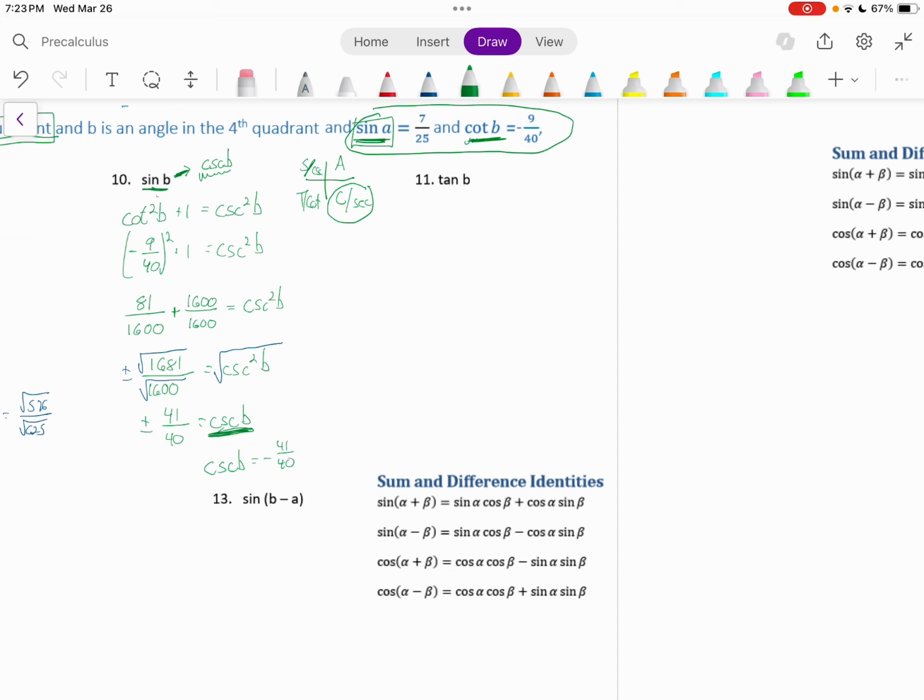Now that's not what it's asking for number 10. It's asking for the sine of B. And we know that those are reciprocals, so sine of B is negative 40 over 41.